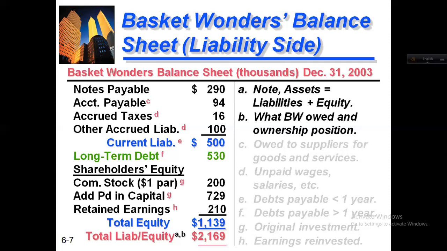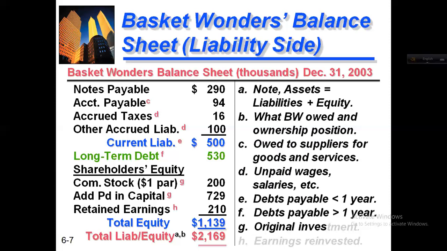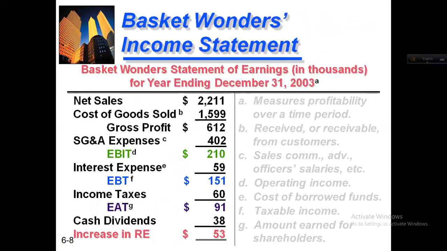So what are the results that can be found out? Number 1, assets equal to liabilities plus equity. Number 2, what the firm owes and the ownership position. Owed to suppliers for goods and supplies, unpaid wages, and debts payable whose maturity is less than 1 year, and whose maturity is more than 1 year also. So original investment and earnings investment.